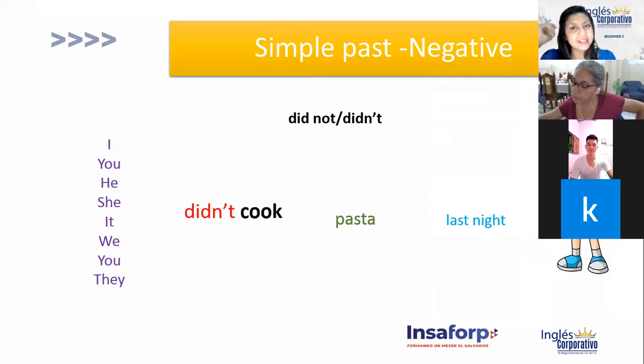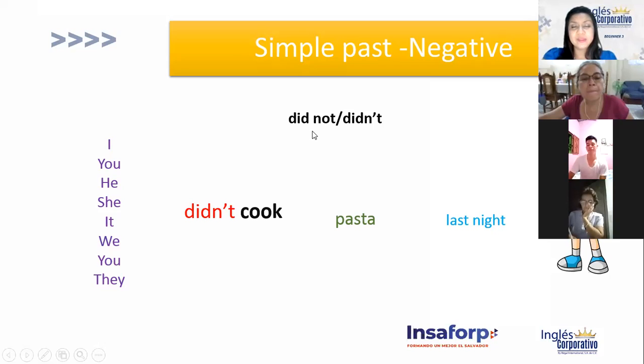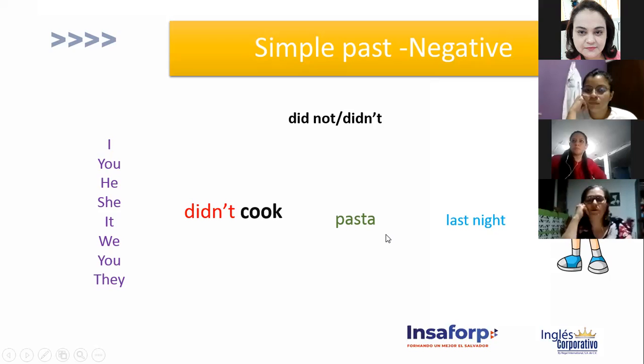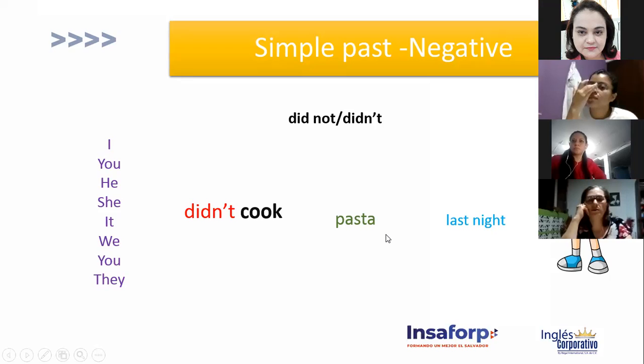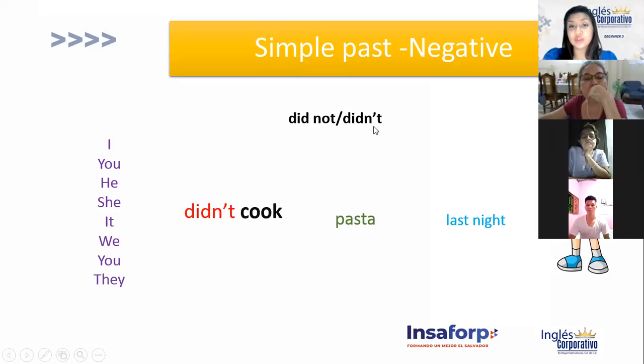Oh, sorry, in negative form, you use did not or didn't. Entonces, en el presente, ¿cómo hacemos el negativo? Auxiliary must not. Exactly. She doesn't, we don't. But in the past, we use did not or the contracted form didn't. Y entonces, como usamos el auxiliar, el verbo doesn't change. El verbo está en su forma normal, base form.